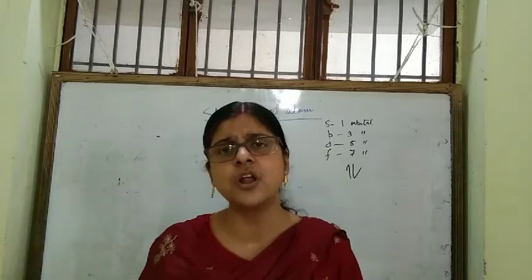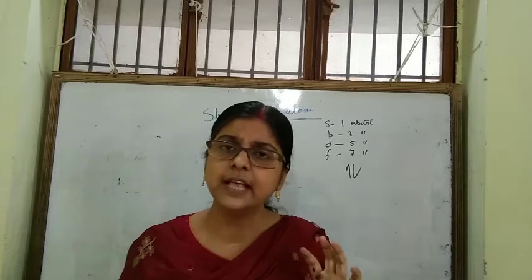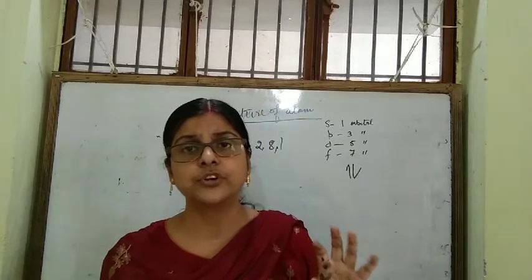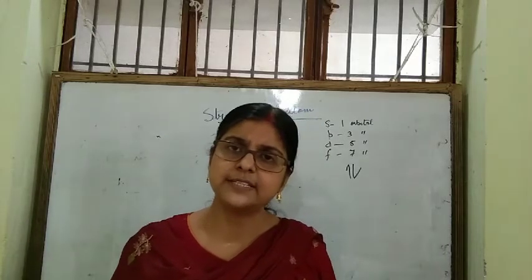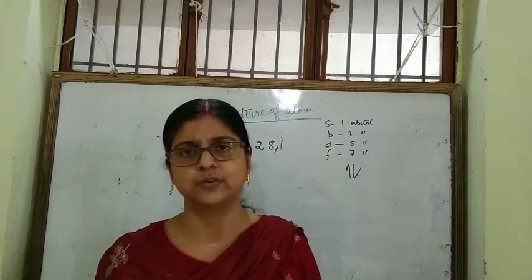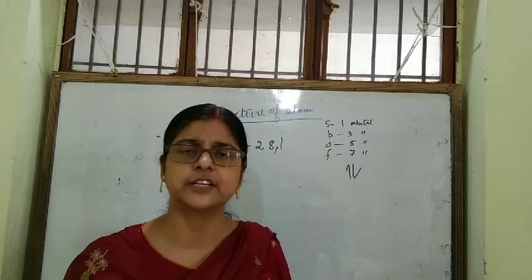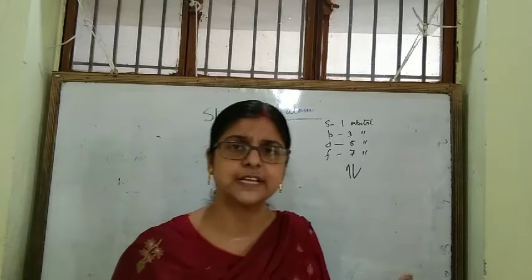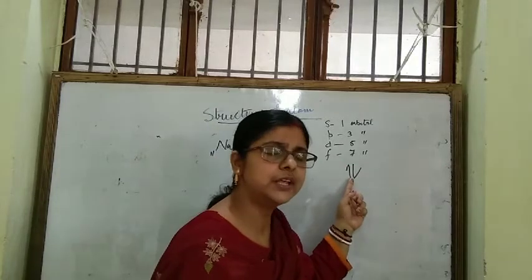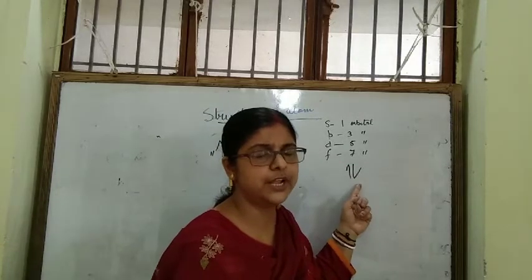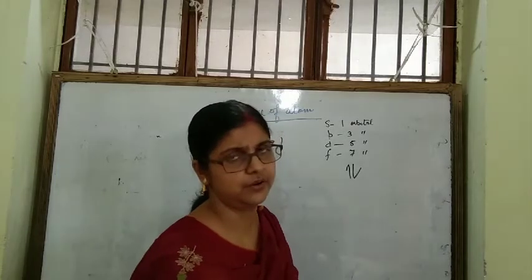When this electron revolves, it also rotates on its own axis. This electron rotates in 2 different directions. One is clockwise direction, another is anti-clockwise direction. When the electron is rotating in clockwise direction, its spin is represented like this, upside arrow, and when it rotates in anti-clockwise direction, it is represented by downside arrow.